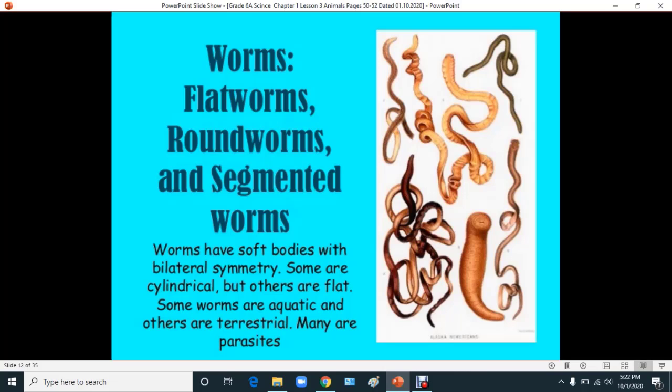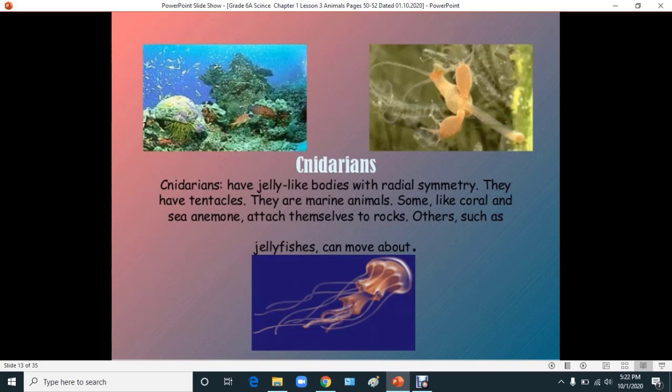Here are some worms, particularly flatworms, roundworms, and segmented worms. These worms have soft bodies with bilateral symmetry. Some are cylindrical, but others are flat. Some worms are aquatic and others are terrestrial. Many are parasites. You can see here in this picture.